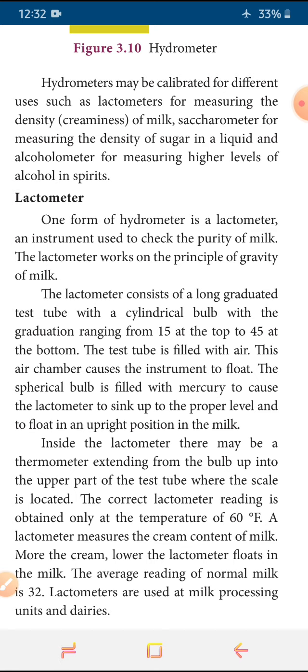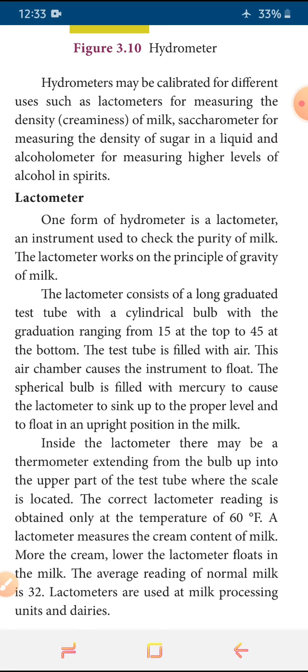If we take milk in a big container and immerse this in that milk, the top surface of the milk in the container will show some value on this lactometer. That is the range of that. We can take that as the density of the milk. On average, pure milk should show 32 points. If it shows 32, it is pure. If it is lesser, we can say it is mixed with water.